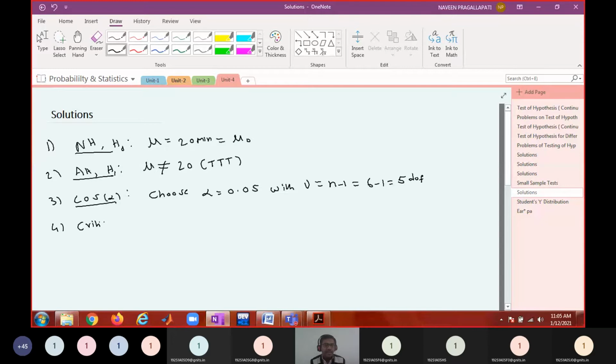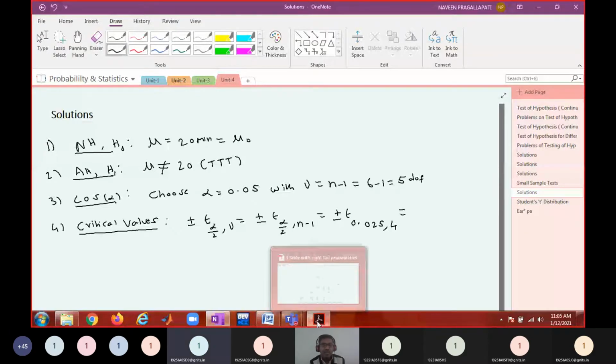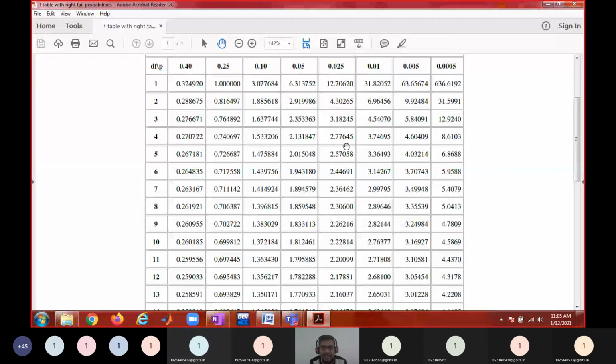Critical values, because it is a two-tailed test, are plus or minus t alpha by 2 comma nu, which is equal to plus or minus t alpha by 2 comma n minus 1. What is alpha by 2 now? 0.025. Degrees of freedom is 4? Now let us look at the t distribution table: 0.025 for 4 degrees of freedom is going to be 2.78.